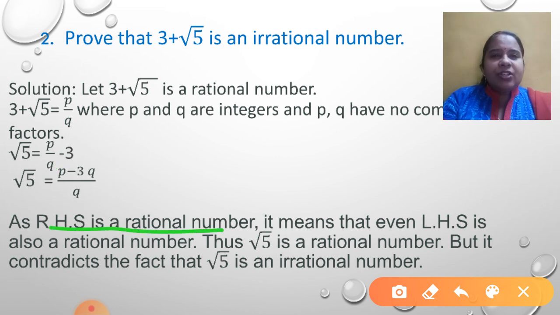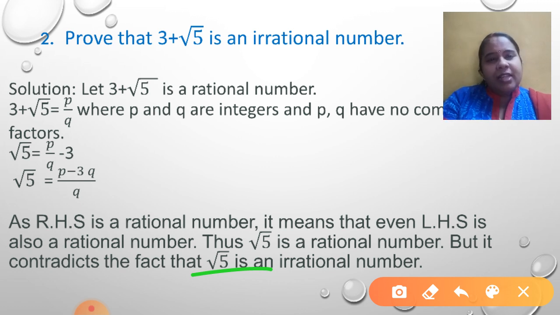Right hand side is a rational number. It means that the left hand side is also a rational number. But what is written on the left hand side? Root 5. It means that root 5 is a rational number. But again, it contradicts the fact that root 5 is an irrational number. I hope you are understanding it.